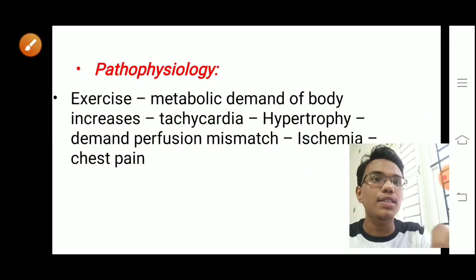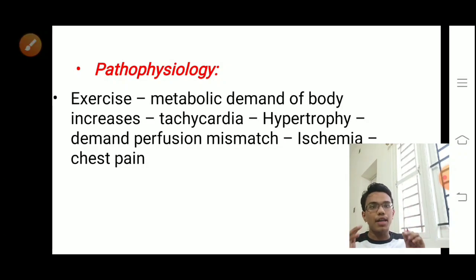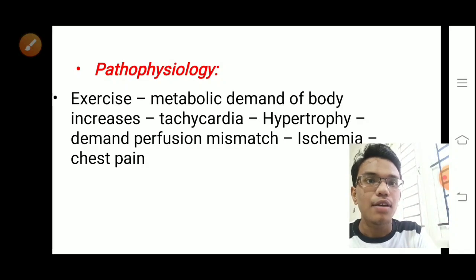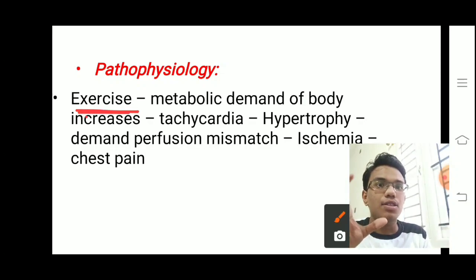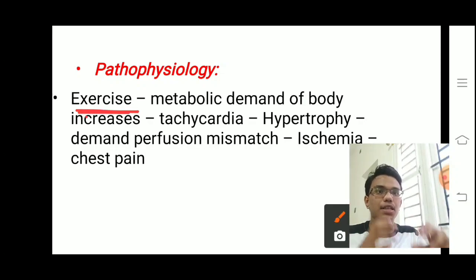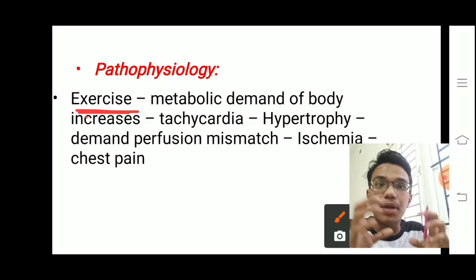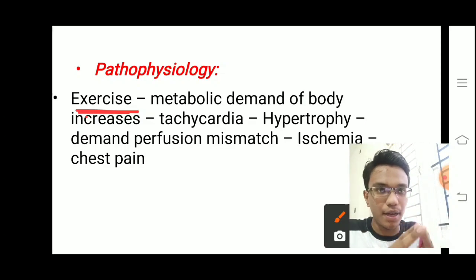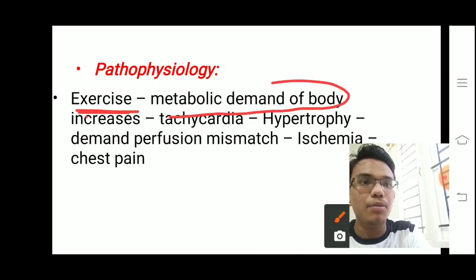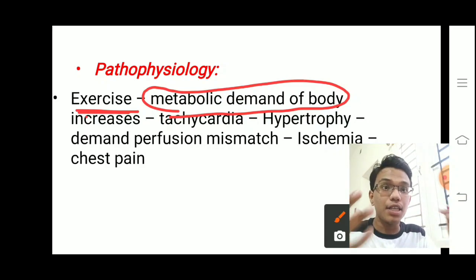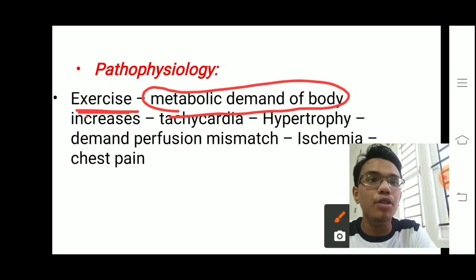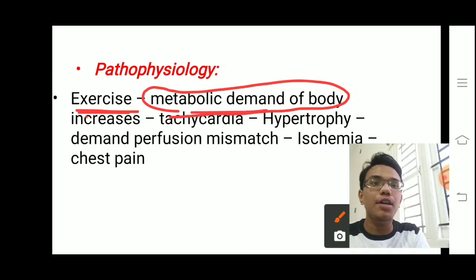Next, what is the pathophysiology? Why does the patient get this chest pain on exertion but not at rest? I will tell you this. Initially, when the patient exercises, the muscles go into a state of contraction and relaxation, and the metabolic demands of the body are increased. This increased metabolic demand should be met by the blood supply, so the heart tries to pump more blood. The heart should undergo tachycardia.